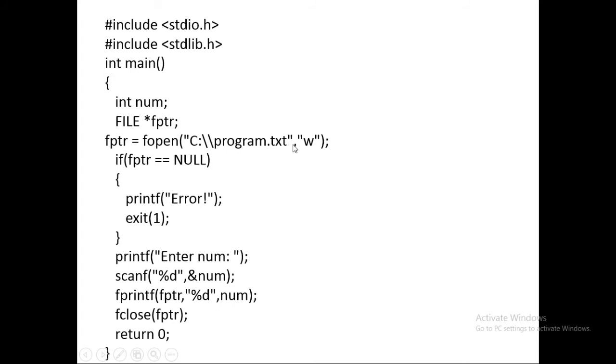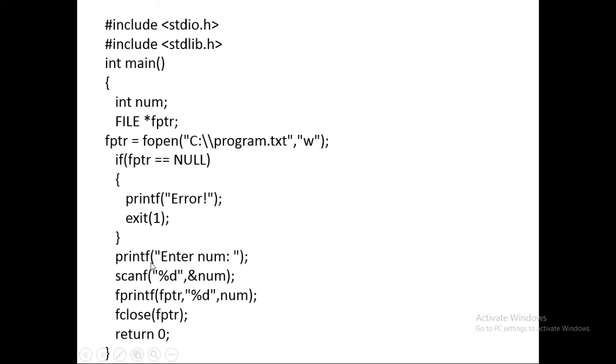Just give this. W means we are going to write something in program.txt, right? Now fptr is assigned as the program text file, program.txt. This text file will be assigned to this fptr. If fptr is equal to NULL, then print an error. It means that if the program has nothing, or a file name is missing, or the file does not contain the text, this is called fptr equal to NULL. It means that there is no file, so automatically the error will be shown.